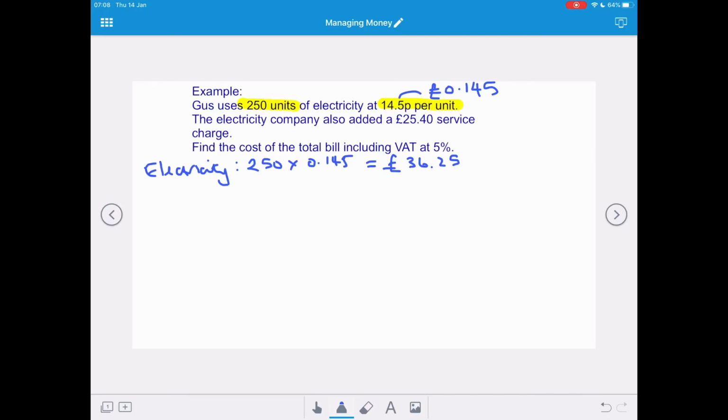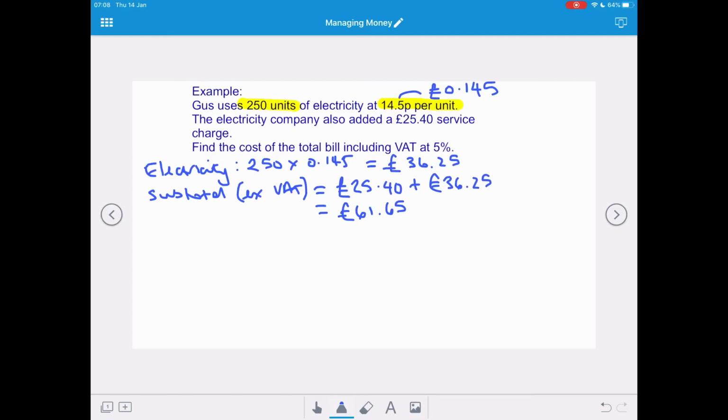Now we've got a fixed rate of £25.40 for the service charge, so our subtotal without VAT is going to be the £25.40 service charge plus our electricity cost of £36.25. And that gives us a total of £61.65. Now there are two ways we can calculate the total cost of the bill.